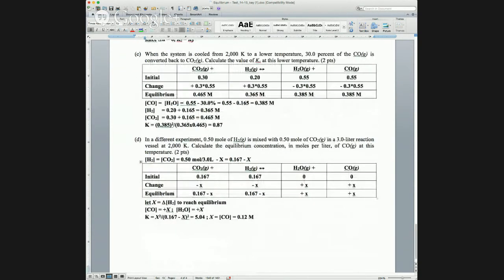All right, and then D, different experiment, 0.5 moles of H2 is mixed with 0.5 moles of CO2 in a 3-liter reaction vessel at 2000 K.